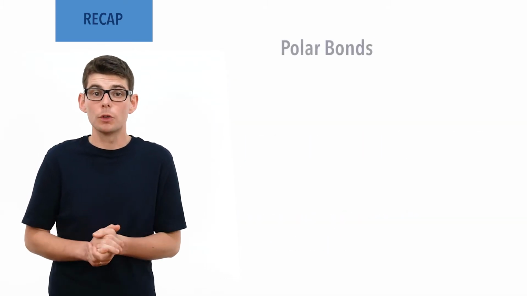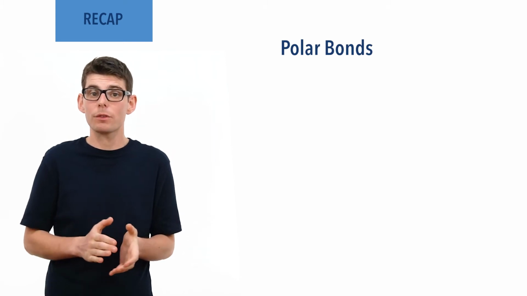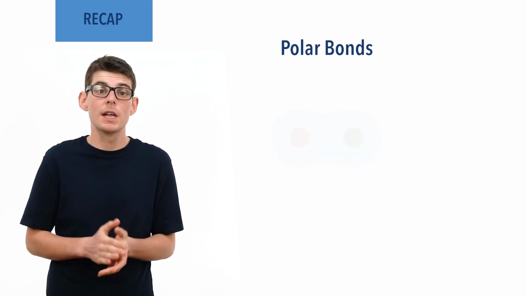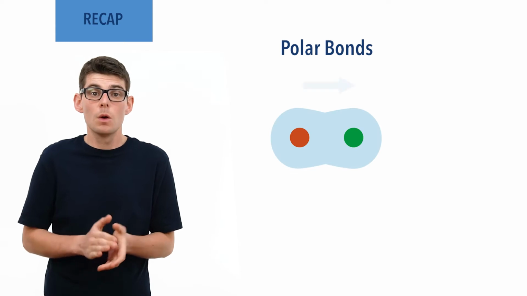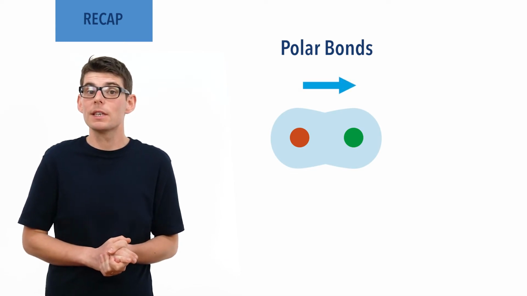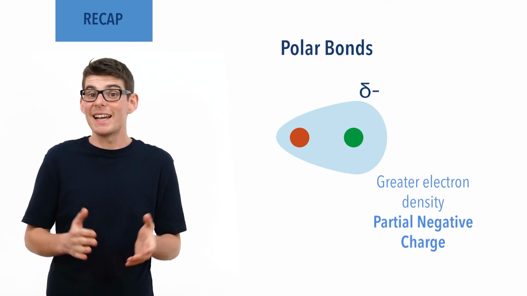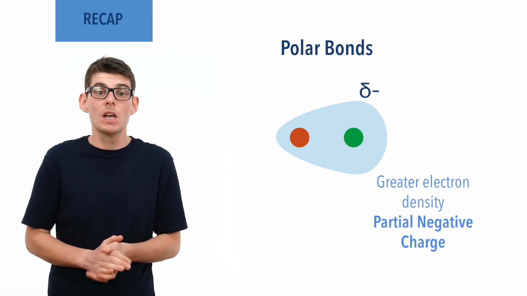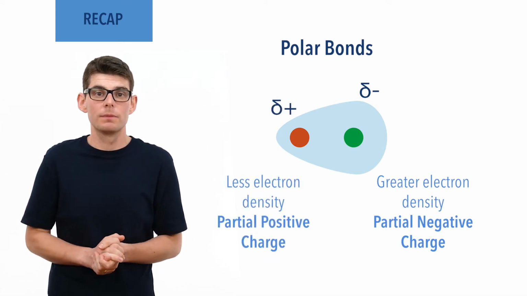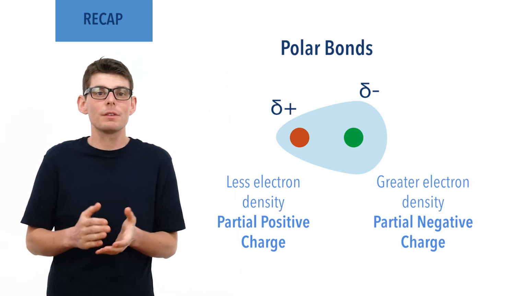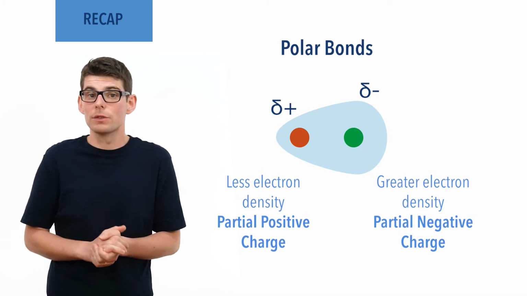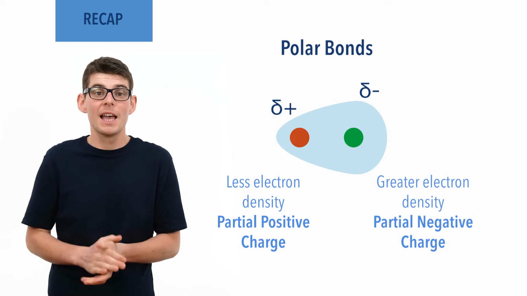A polar bond or molecule arises when electrons aren't evenly distributed between bonded atoms. One atom will have more electron density around it than the other, giving it a partial negative charge. The atom with less electron density around it will have a partial positive charge. The greater the polarity of the bond, the more the electrons in it are unequally distributed and the weaker the bond becomes.